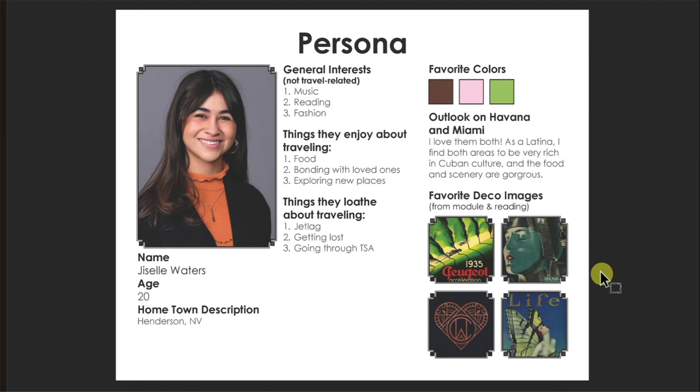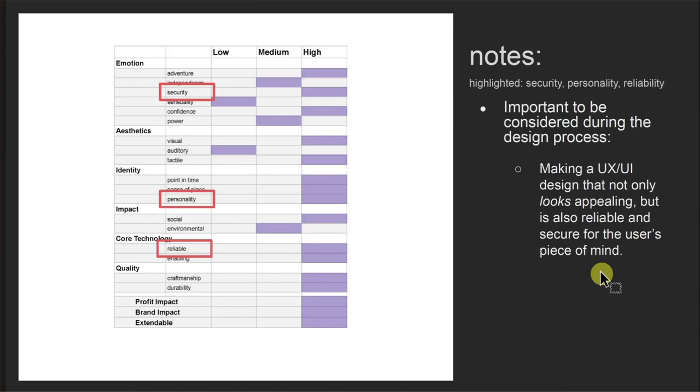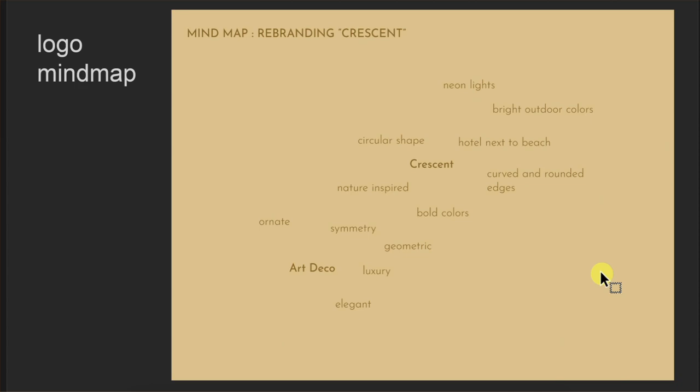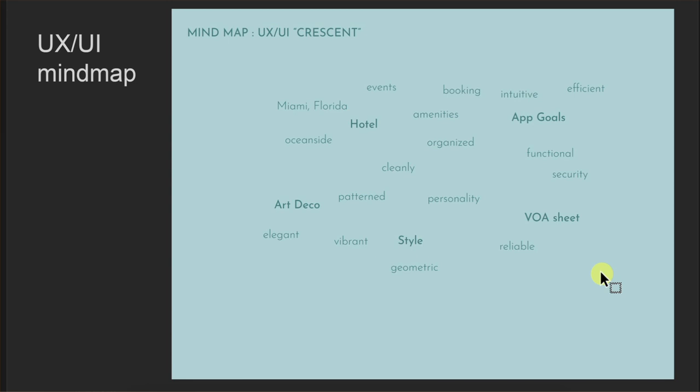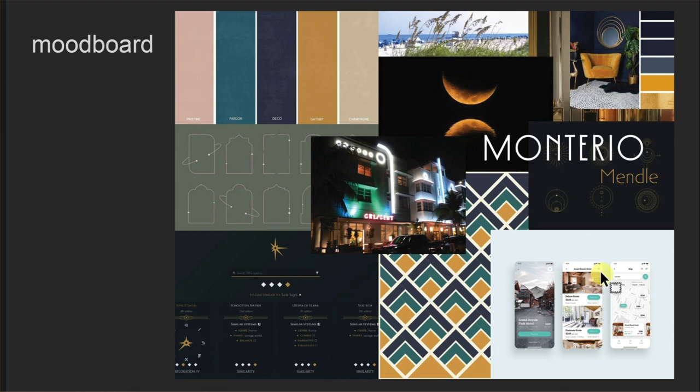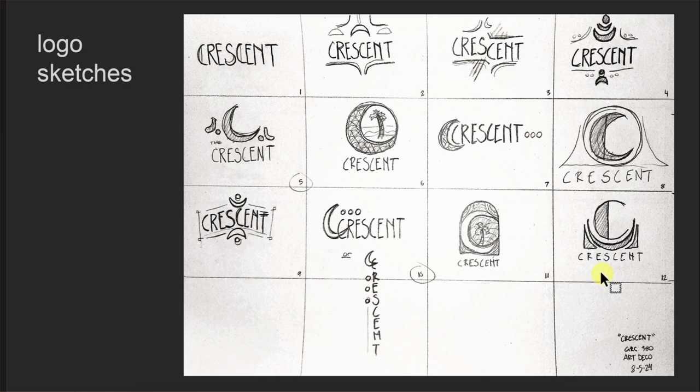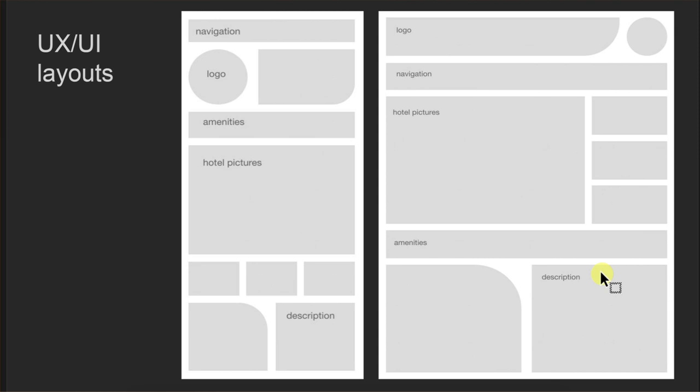So Jalen's partner is Giselle, and she's got a great color palette as well and great inspiration images. And here's the VOA. And so you were going to highlight security, personality, and reliability in your UX design. And here's your mind map. Okay, and a second mind map. Great. All right, and your mood board. Very pretty. I love these palettes that I'm seeing here. Really pretty. And your sketches.